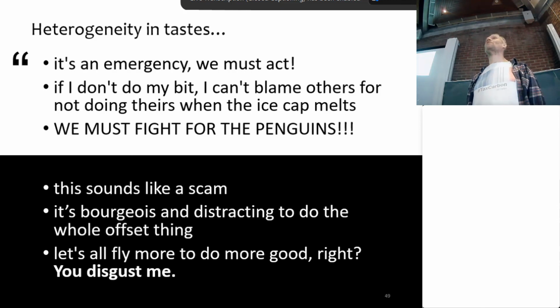But of course also people who were rather on the green side: we must fight for the penguins, and so on and so forth. It's an emergency, we must act. And if I don't do my bit, I can't blame others for not doing theirs when the ice cap melts. So you also get a sense of why people answered the questions, why people gave the answers that they did. So much for today.